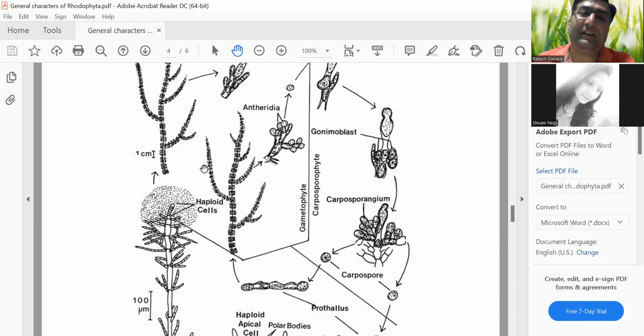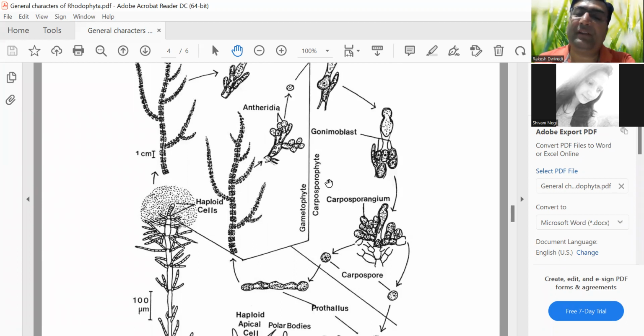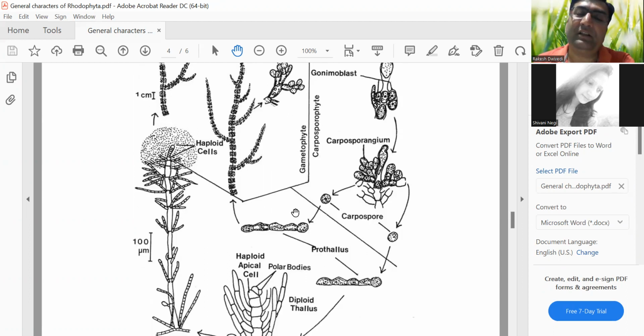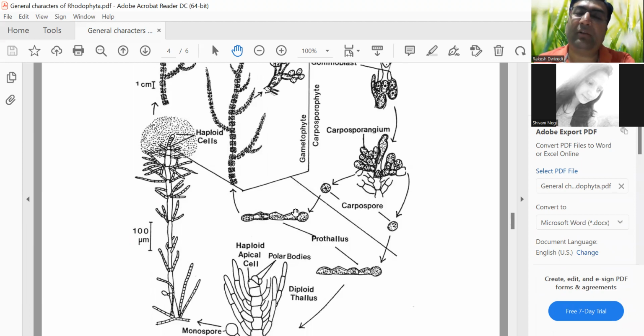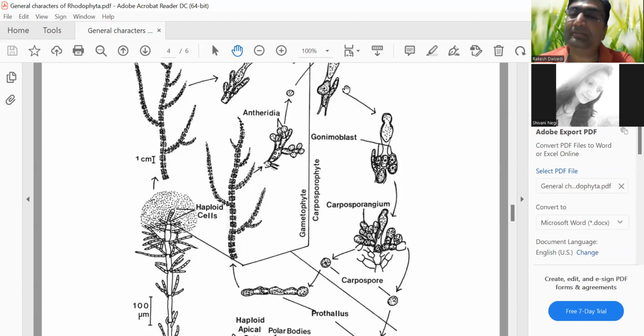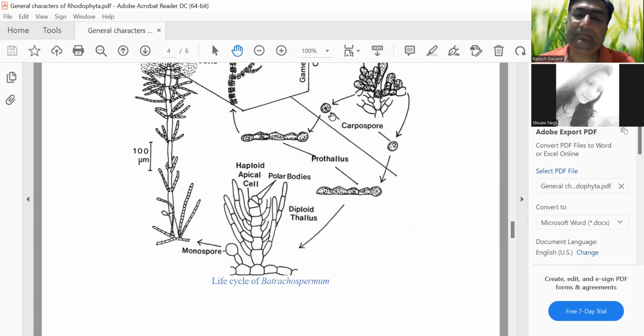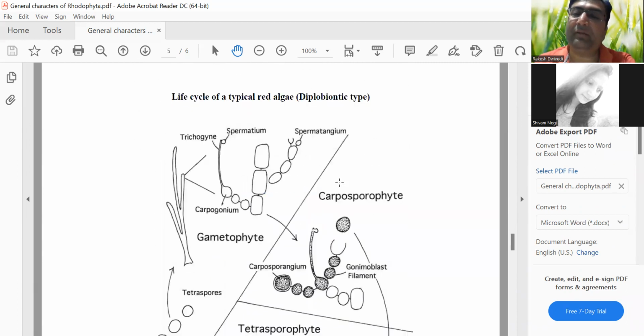So one stage is the gametophytic stage, which is haploid. Carposporophytic phase, which is also haploid in nature. And this carposporophyte is dependent on the gametophyte. Yes, sir. So this is the haplontic stage where the haploid phase is repeated 2 times. Diploid phase is represented only by the zygote. This is the life cycle of Batrachospermum haplobiontic.